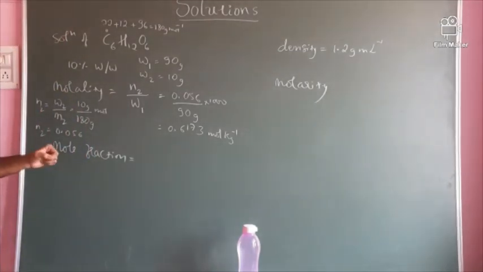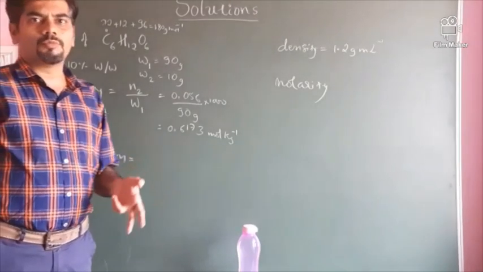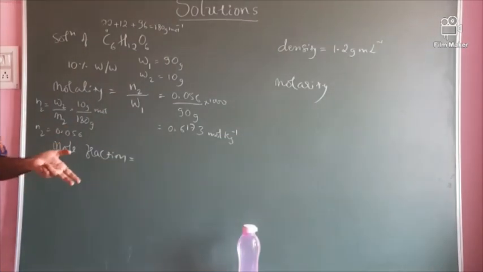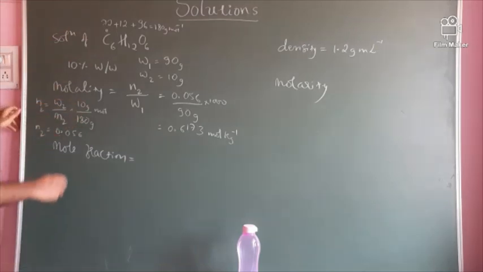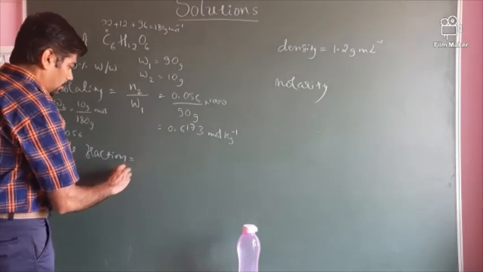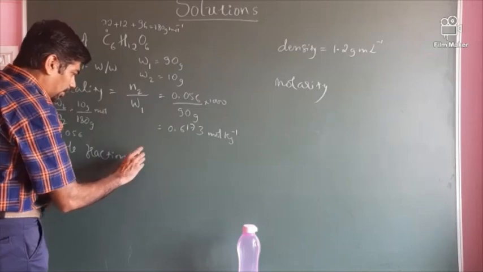Then comes mole fraction. In this question they have asked you to calculate the mole fraction of both the components, component 1 and component 2. Here component 1 will be water and component 2 will be glucose. So first calculate the mole fraction of component 1, let's call it x1.